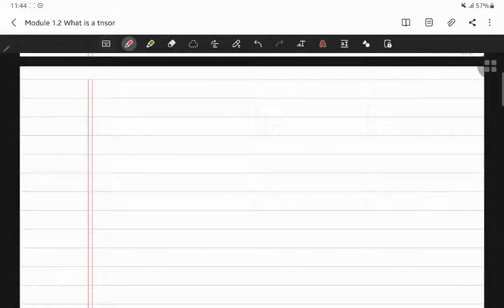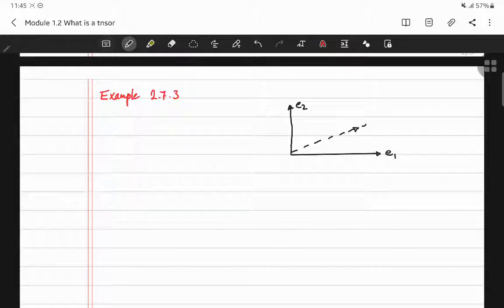Now let's get to an example to clarify things. If you look at example 2.73 in the book, we would like to extract the suitable tensor, the proper tensor, for the transformation around the z-axis, or around the third axis. So let's say that this is E1, this is E2, and you want to know how it transforms a vector, for example. It transforms into E prime 1 and E prime 2 if everything is rotated around the z-axis, which is E3 and is normal to the screen.